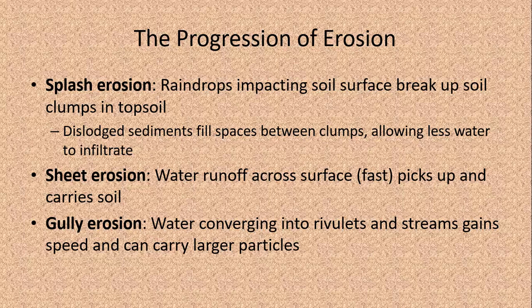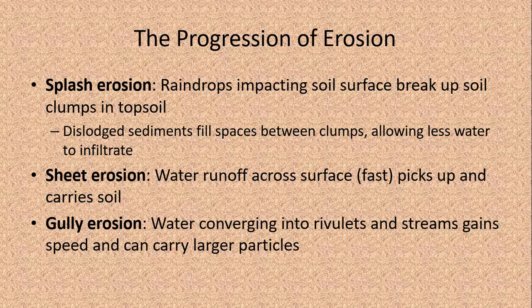There is a set of steps of erosion, or different types of erosion, and we'll just go over the progression of it. Splash erosion is when raindrops hit the soil surface and break up the soil into clumps. The dislodged sediments can fill spaces between clumps and allow less water to infiltrate. So that's splash erosion.